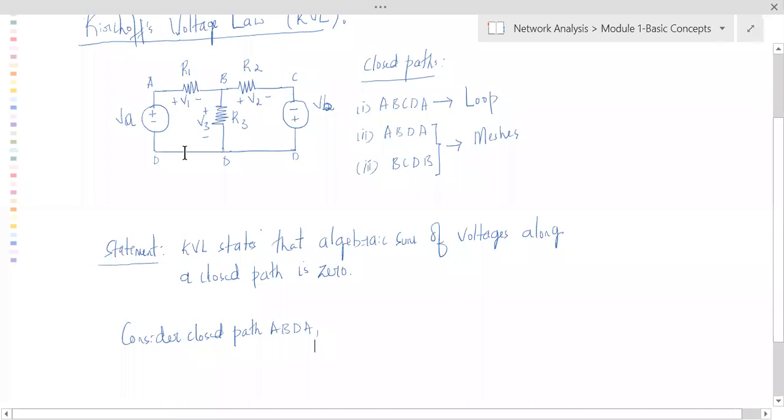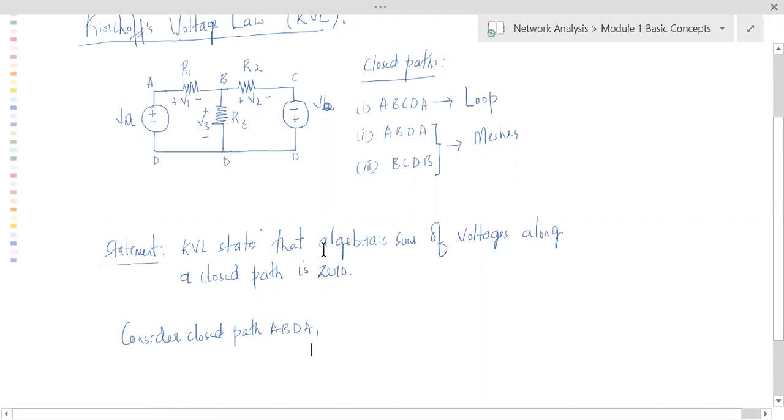Okay, the rule that we are following is let's all move in the clockwise direction. This is clockwise direction, and when we are moving in clockwise direction, how many voltages are you coming across in this particular closed path? There is VA, there is V1 and V3.